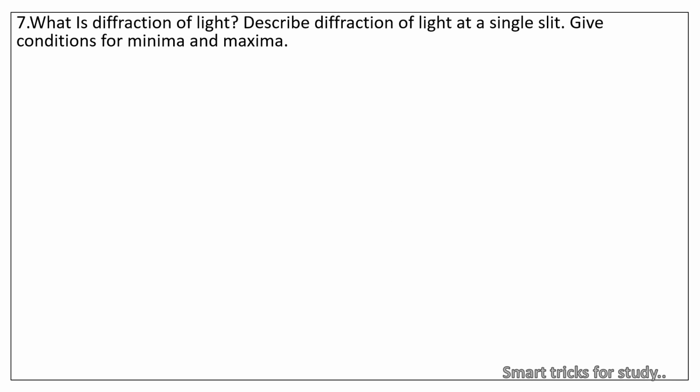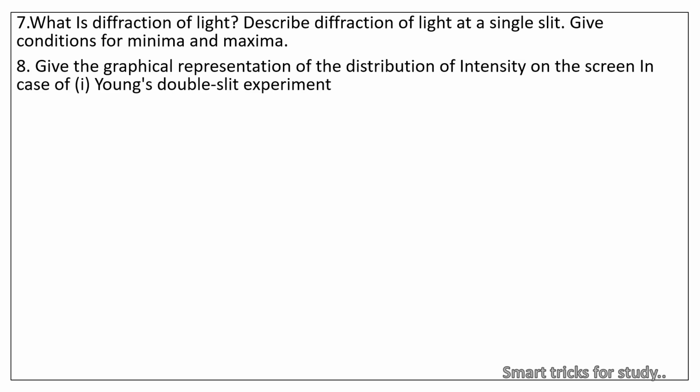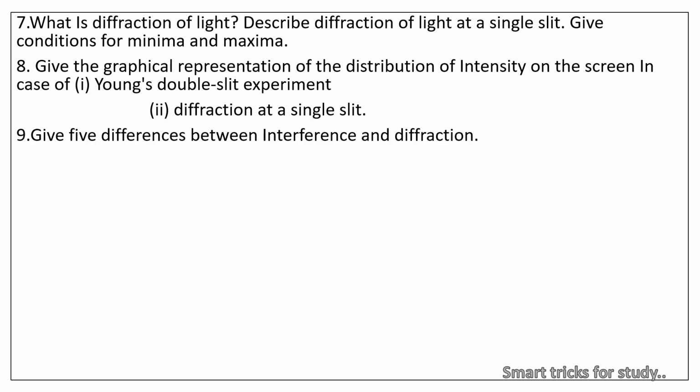7. What is diffraction of light? Describe diffraction of light at a single slit. Give conditions for minima and maxima. 8. Give the graphical representation of the distribution of intensity on the screen in case of 1. Young's double-slit experiment, 2. Diffraction at a single slit. 9. Give 5 differences between interference and diffraction.